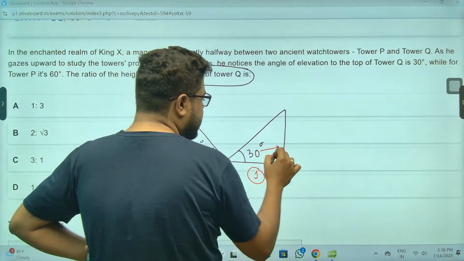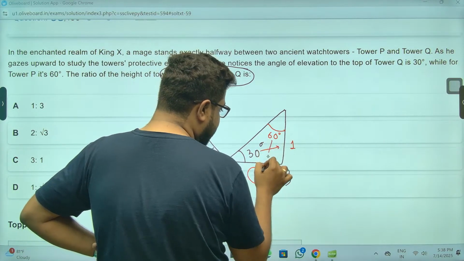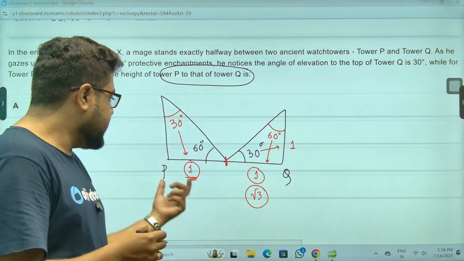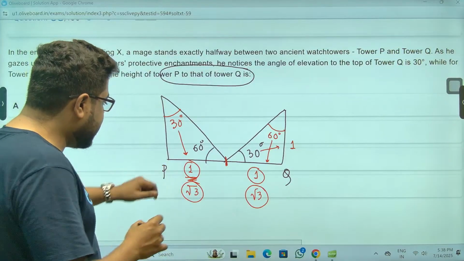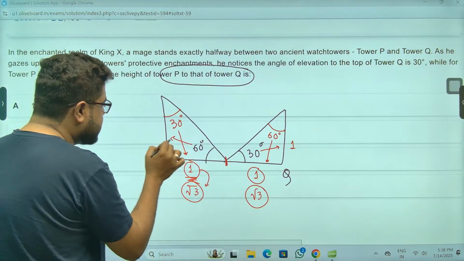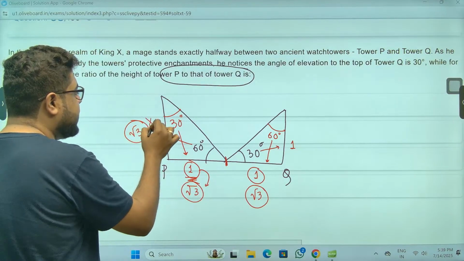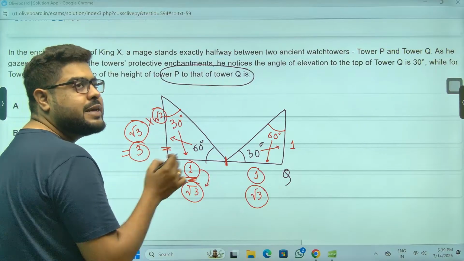30 opposite is 1, sir, and this is the 60 degree angle. So the side opposite 60 is always root 3. If one part is root 3, this part must also be root 3. In this left triangle, one part is equal to root 3, and 60 opposite is already root 3. So root 3 parts into root 3 gives 3 units. So the height of tower P is 3 units.